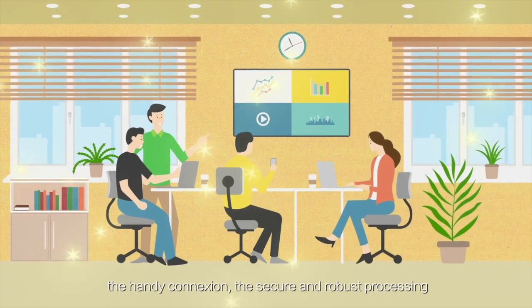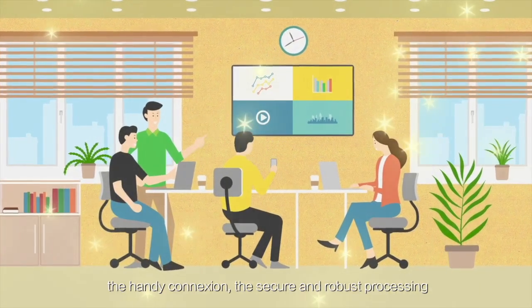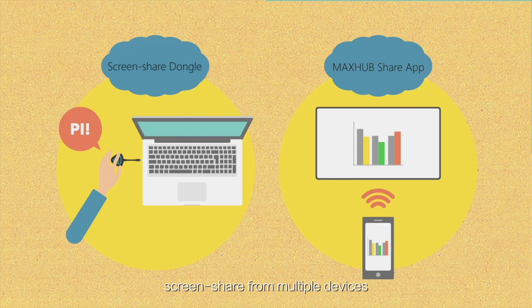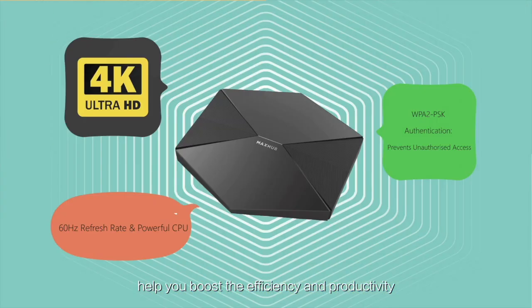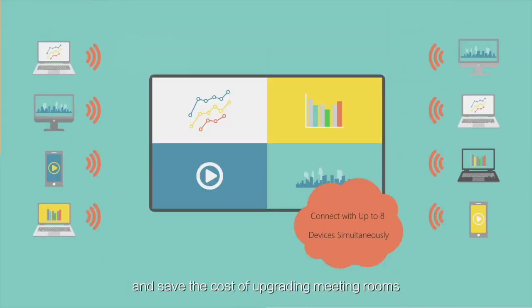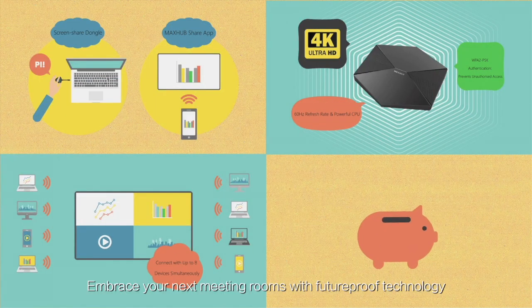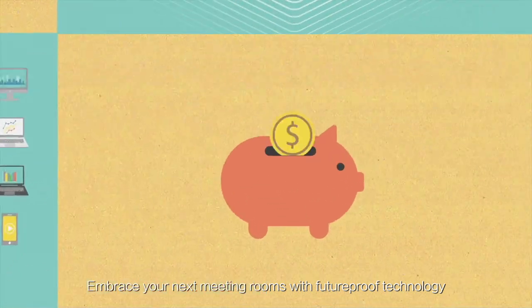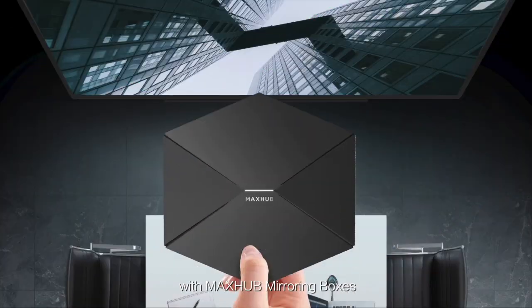In short, the handy connection, the secure and robust processing, screen share from multiple devices help you boost efficiency and productivity and save the cost of upgrading meeting rooms. Embrace your next meeting rooms with future-proof technology with MAXHUB Mirroring Boxes.